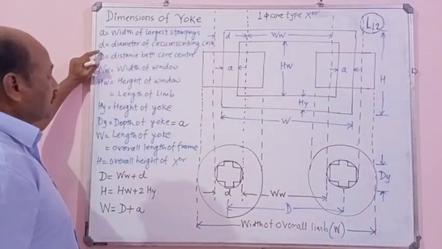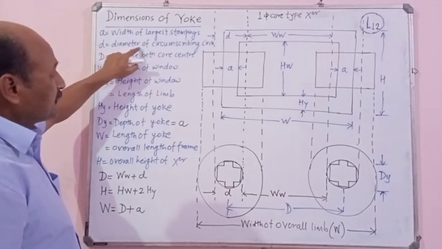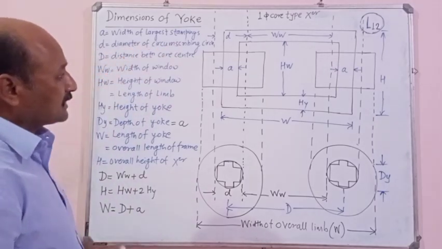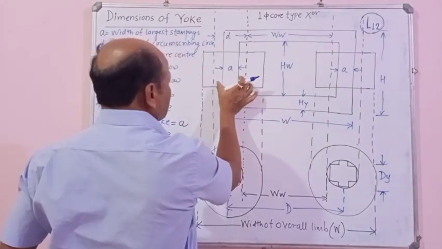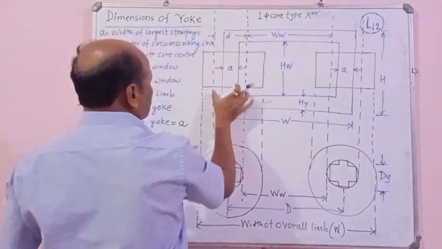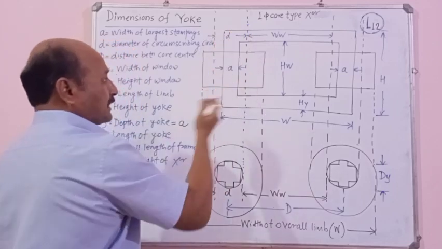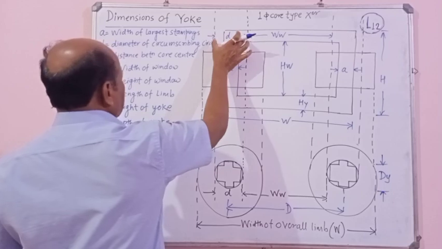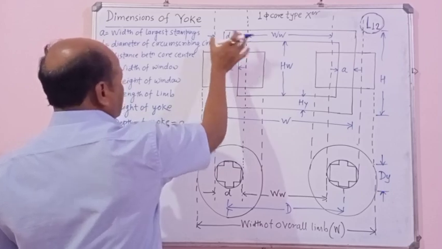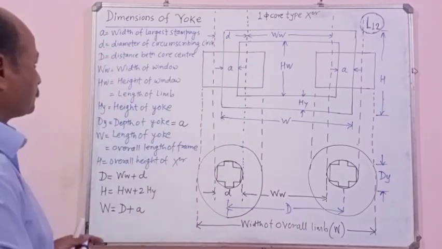Then small d is the diameter of the circumscribing circle. What is small d? These two dotted lines indicate that the winding is wound on the limb, and the diameter d is the diameter of the circumscribing circle.